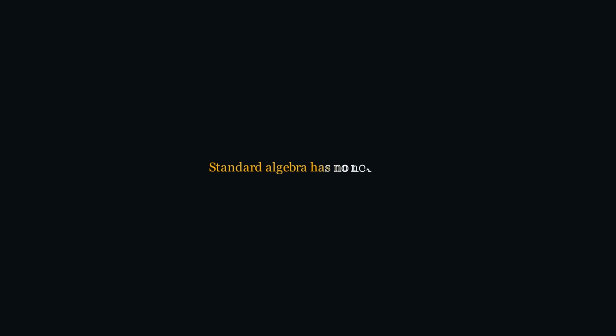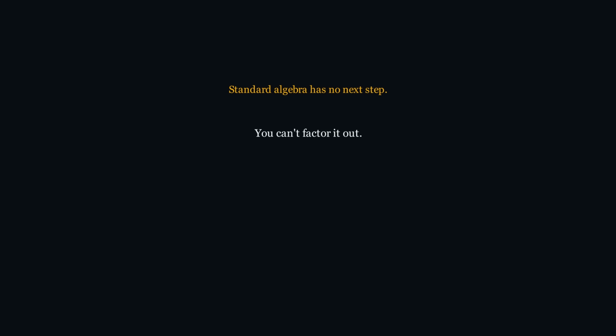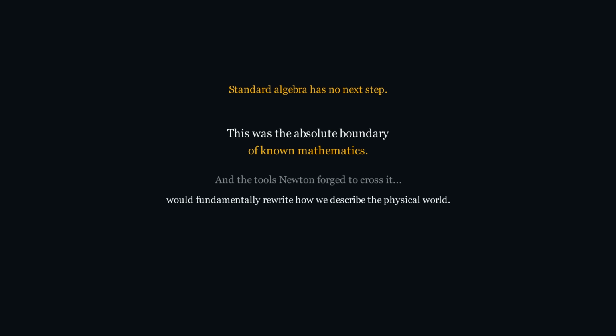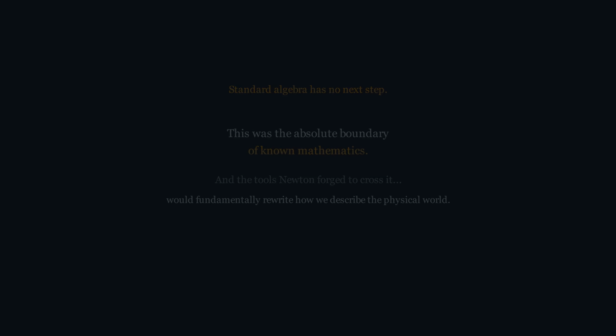You can't factor it out, you can't divide by it. Every algebraic move you try just spits out more derivatives, or more fractions. Standard algebra simply has no next step. This was the absolute boundary of known mathematics, and the tools Newton forged to cross it would fundamentally rewrite how we describe the physical world.